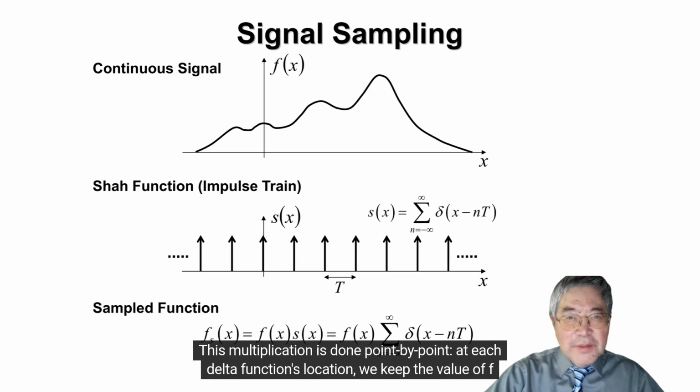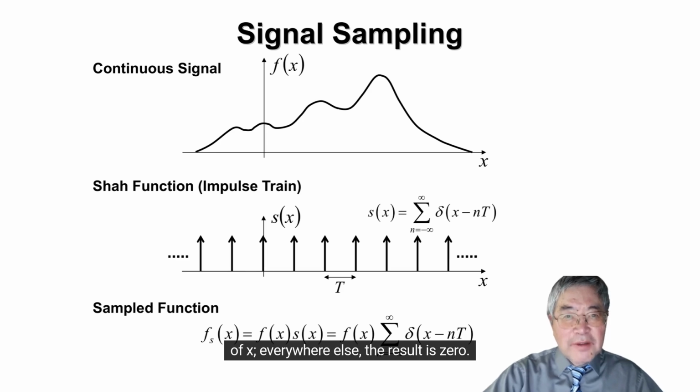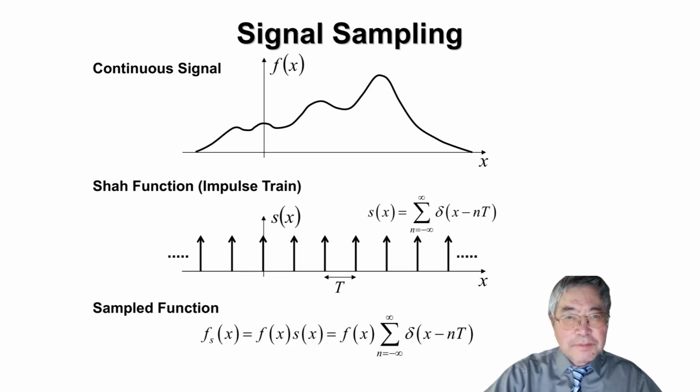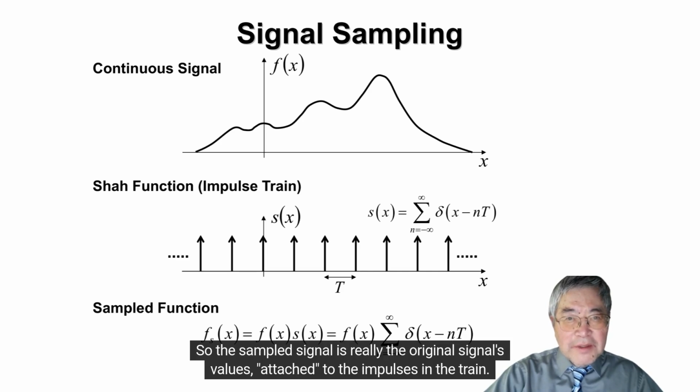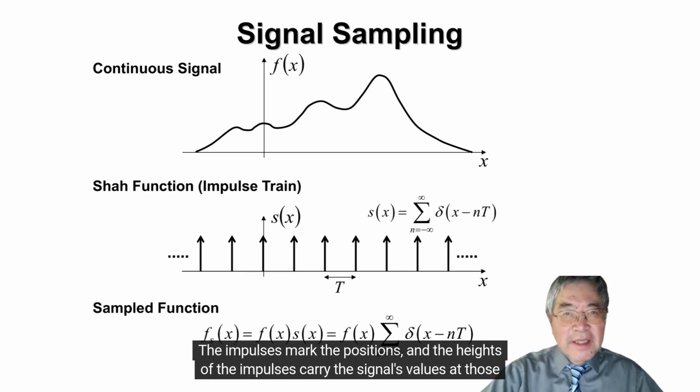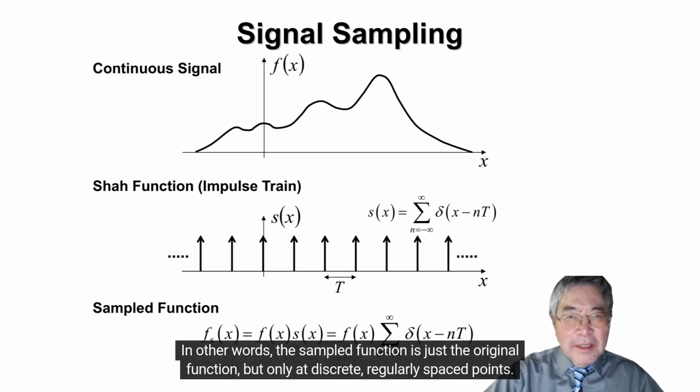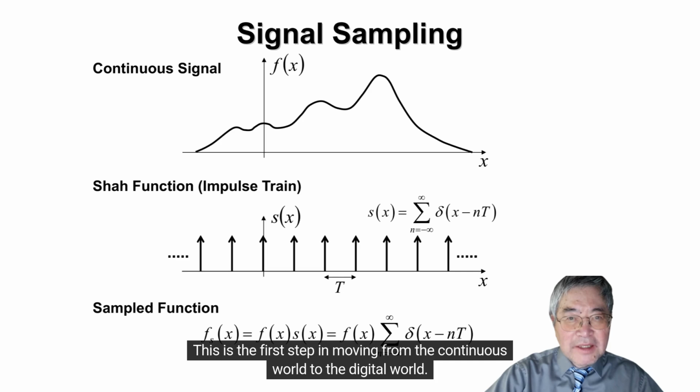This multiplication is done point by point. At each delta function's location, we keep the value of f(x). Everywhere else, the result is 0. So the sampled signal is really the original signal's values attached to the impulses in the train. The impulses mark the positions, and the heights of the impulses carry the signal's values at those positions. In other words, the sampled function is just the original function, but only at discrete, regularly spaced points. This is the first step in moving from the continuous world to the digital world.